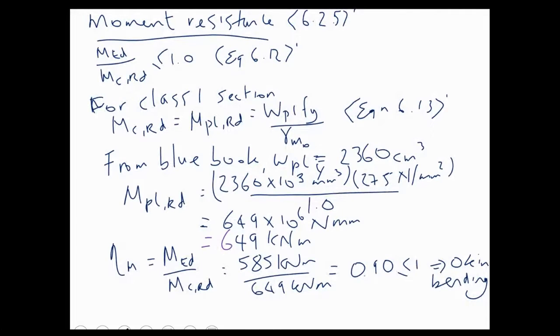Someone asked me to go back to the bending check. And there. Okay, so utilization ratio is the moment divided by the capacity. So the moment from the bending moment diagram. This one here, that 585 we got from the bending moment diagram earlier on that we worked out, 585 kilonewton meters divided by the capacity, that gives us 0.9, and that's less than or equal to 1.